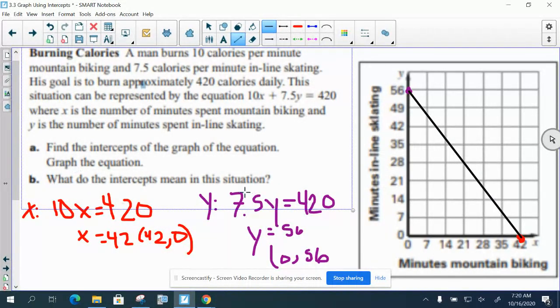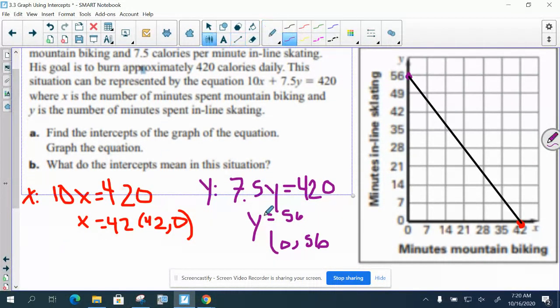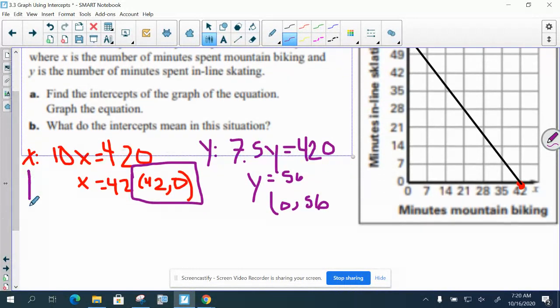So what do the intercepts mean in this situation? All right, this is very important because I'm going to ask you this question a lot on the tests and quizzes. So what does the x-intercept mean in this situation? One thing that people like to say, which is not correct, is that the x-intercept represents minutes mountain biking. The reason that is not correct is because that's what x represents in general. But I'm asking you something more specific: what does this x-intercept coordinate mean? Well, first of all, x, the variable, means minutes.